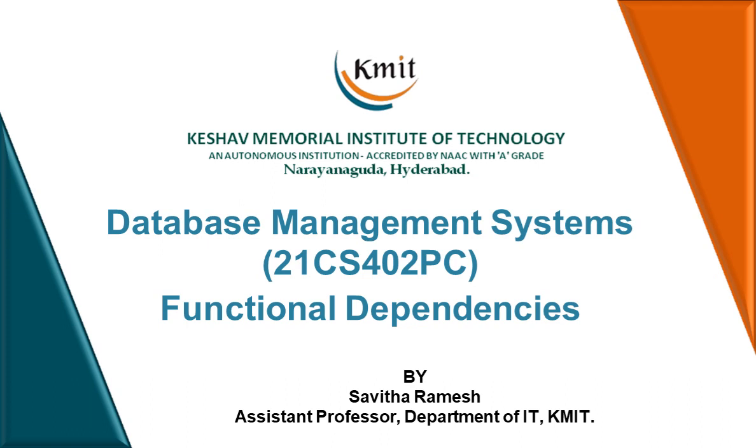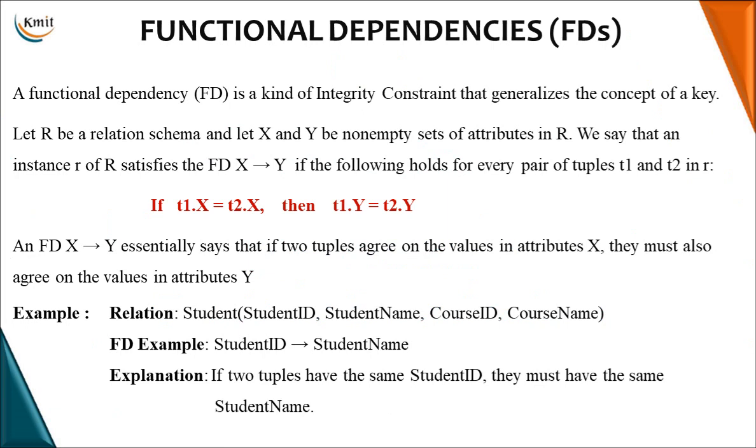Hello everyone. Today we are going to learn about functional dependencies. Look at this: X determines Y if the following holds for every pair of tuples t1 and t2 in R. That is, if t1.X is equal to t2.X, then t1.Y is equal to t2.Y, where X and Y are two different attributes. That is, X determines Y essentially says that if two tuples agree upon a value in attribute X, then they must also agree on the values in attribute Y.